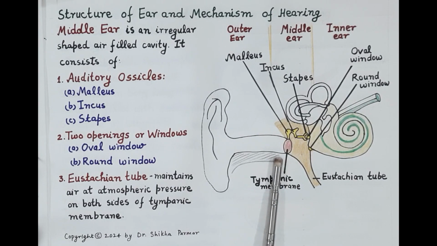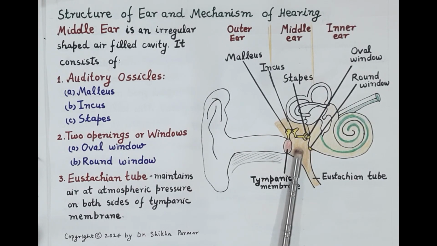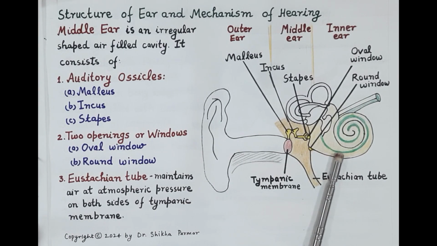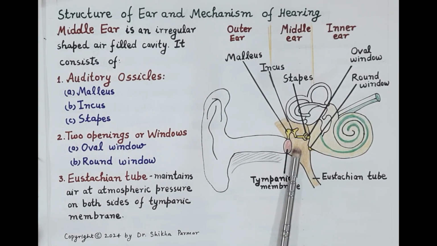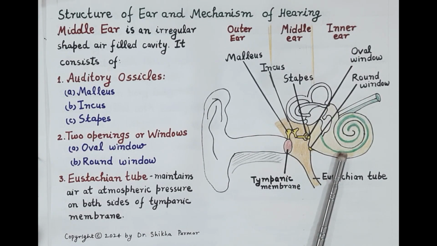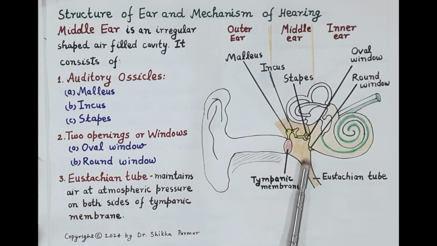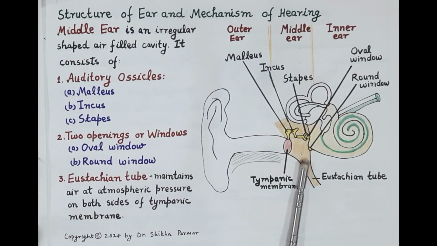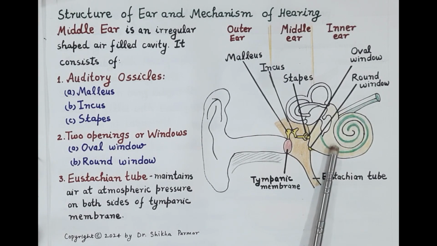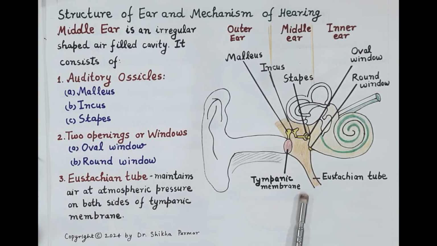So vibrations in the tympanic membrane produce movement in these bones, and movement in these bones produces amplification of sound waves. Then this oval window is an opening between the middle ear and the inner ear. Thus the vibrations produced in the ossicles spread to the inner ear through the oval window. Then this round window facilitates movement of fluid that is present inside the inner ear. So this is the detailed structure of the middle ear.